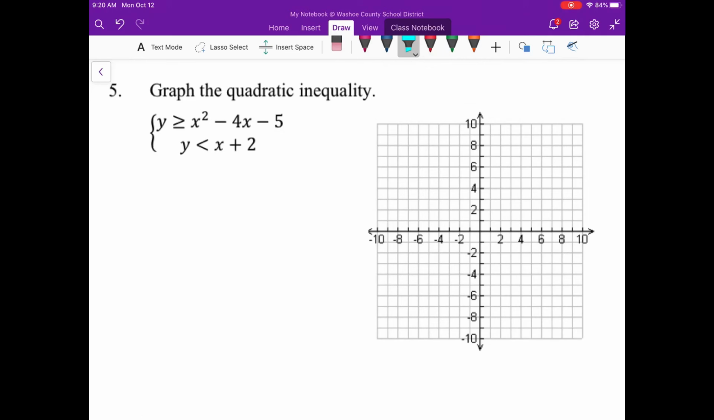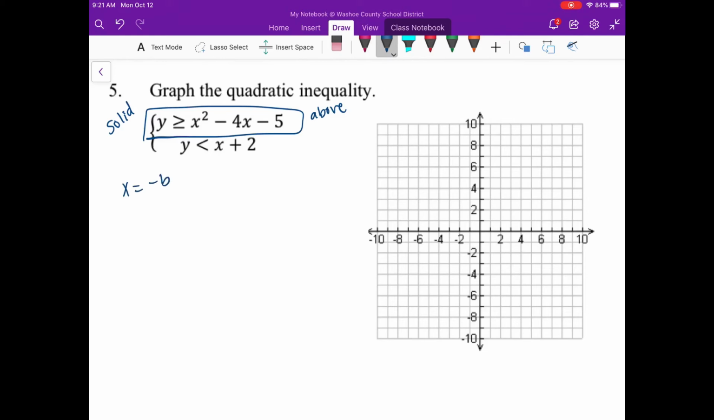So here we go with the first example, and you have a graph on your paper. You just have to write down the equations here. So y is greater than or equal to x squared minus 4x minus 5. So first thing you want to do here is find the vertex of this problem. So I'm going to start with my quadratic. I know it's going to be a solid line. Okay, and it's greater than, so I should be shading above. There's going to be shading when you're dealing with inequalities.